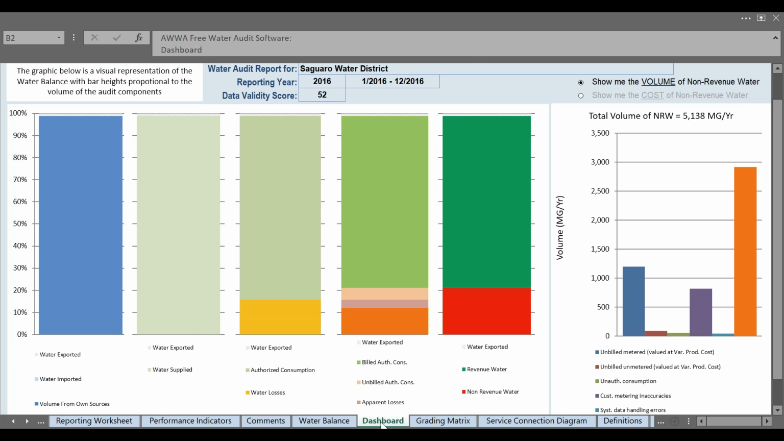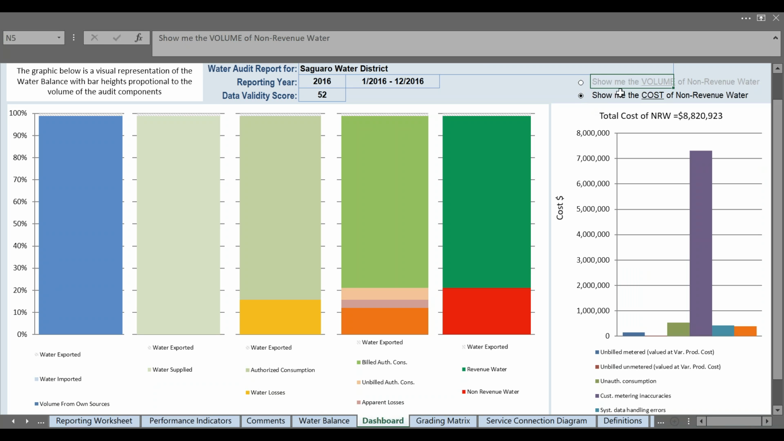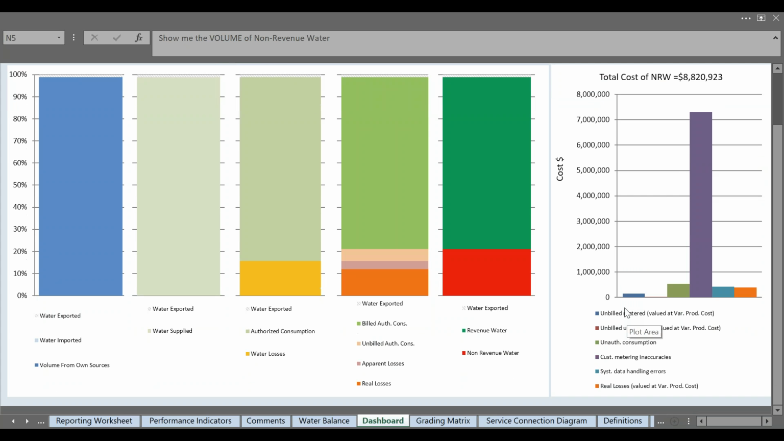Another great tool is the dashboard in the water audit. So the dashboard gives us a visual representation of both our water balance and our non-revenue water. On the left side, we see a vertical representation of our water balance. And over to the right, we can see a graphical representation of our non-revenue water. And we can toggle back and forth in terms of both volume and value. So we can see the volume of non-revenue water and also the cost of our non-revenue water and where that is most attributed based on the legend there.